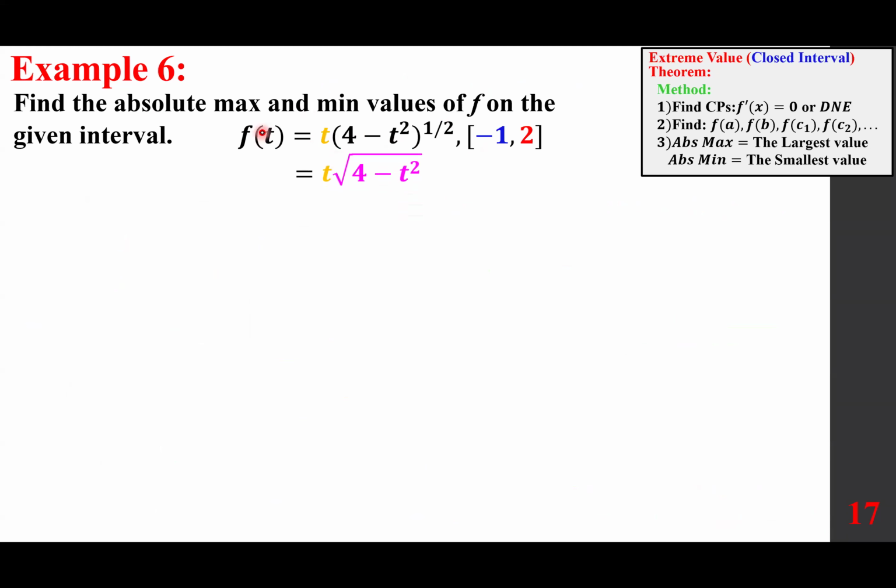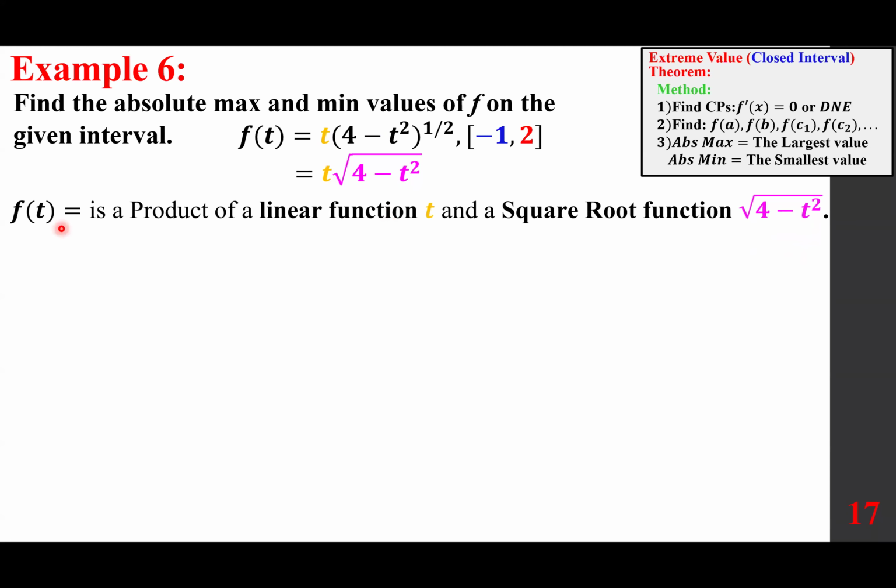So what is f of t? F of t is the product of these two pieces. This is a linear function. This is a square root function. So f of t is a product of a linear function t and a square root function, the square root of 4 minus t squared. As you know, a linear function is a polynomial of degree 1 with the domain all real numbers, no restrictions whatsoever. But this has a restriction.